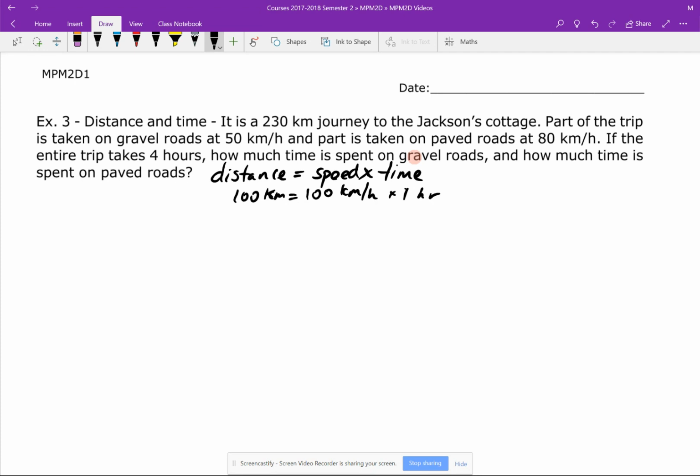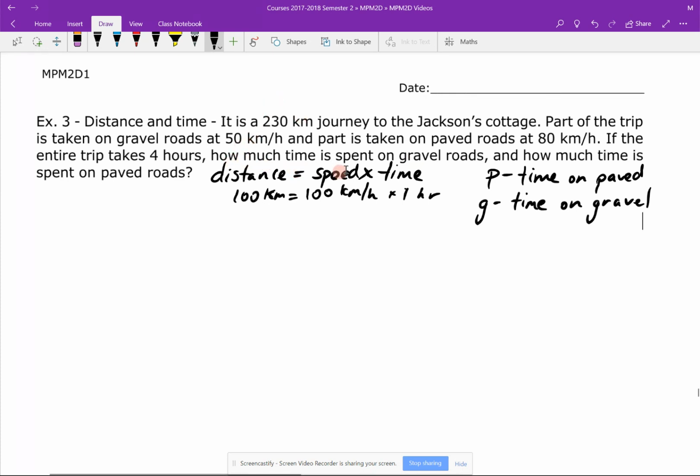Okay. So what are the equations going to be? Well, we need variables actually first. So what are our variables going to be? Well, let's say P and G. We have paved and gravel roads. So P will be the time spent on the paved road, and G will be the time spent on the gravel road.